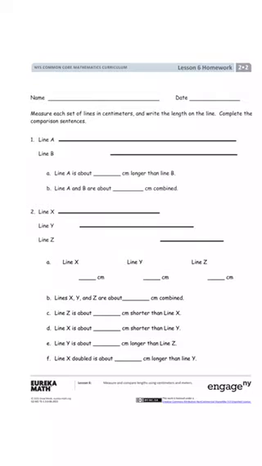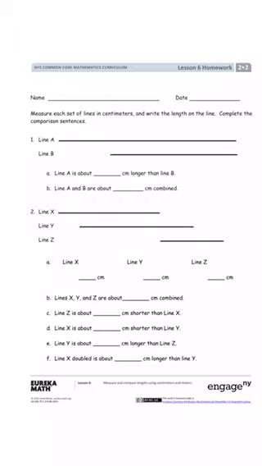So letter A says line A is about blank centimeters longer. So you have to make sure that on that line you're telling me the difference between the two lines. Line A is how many centimeters longer than line B. And then letter B says line A and line B are about how many centimeters combined. So there, that keyword combined is telling me that I'm going to add the length of A and the length of B. So for letter B, we're adding these two lengths to tell the total length if they were combined.